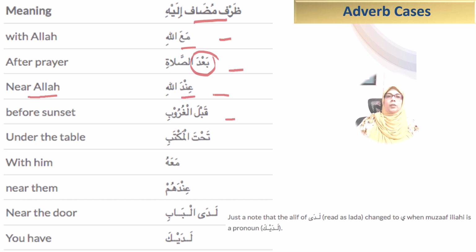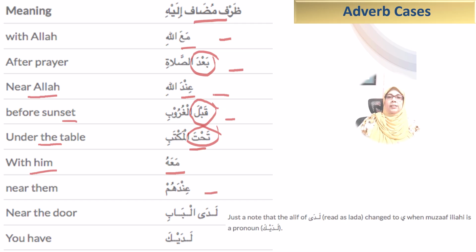The next one, qabla al-ghurubi, it means before sunset. So qabla is your adverb, before, right? The next one is tahtal maktabi, under the table, where tahta is your adverb. The next one is ma'ahu, with him, right? We've done ma'a in the beginning. It means with, and that's your adverb of place.